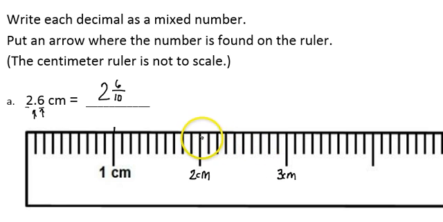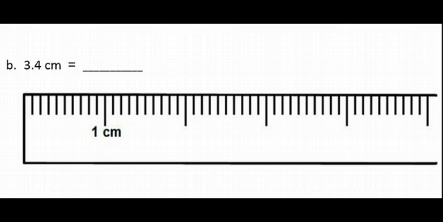So if I count from the 2 centimeters mark, here's 1/10, 2/10, 3/10, 4/10, 5/10, 6/10. So this mark on my ruler represents the 2 and 6/10 centimeters mark. It can also be written in decimal form, 2.6 centimeters on the ruler. Let's look at another example.